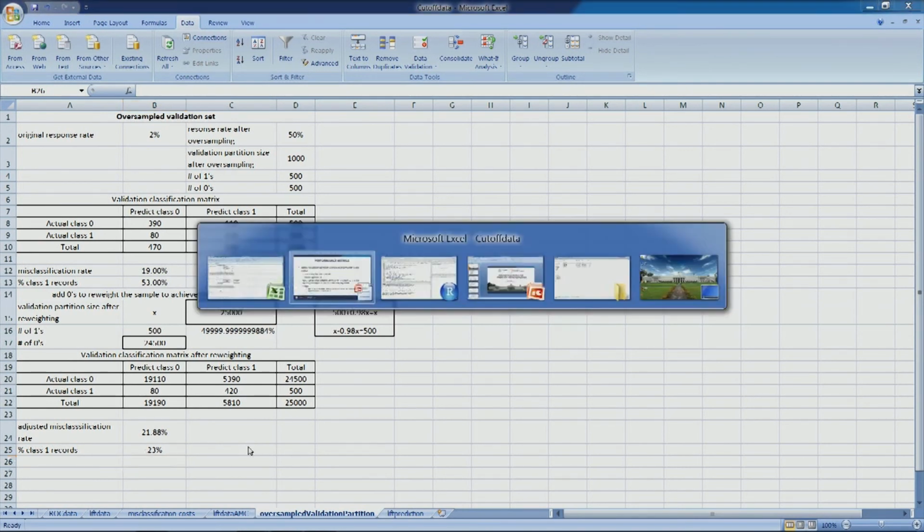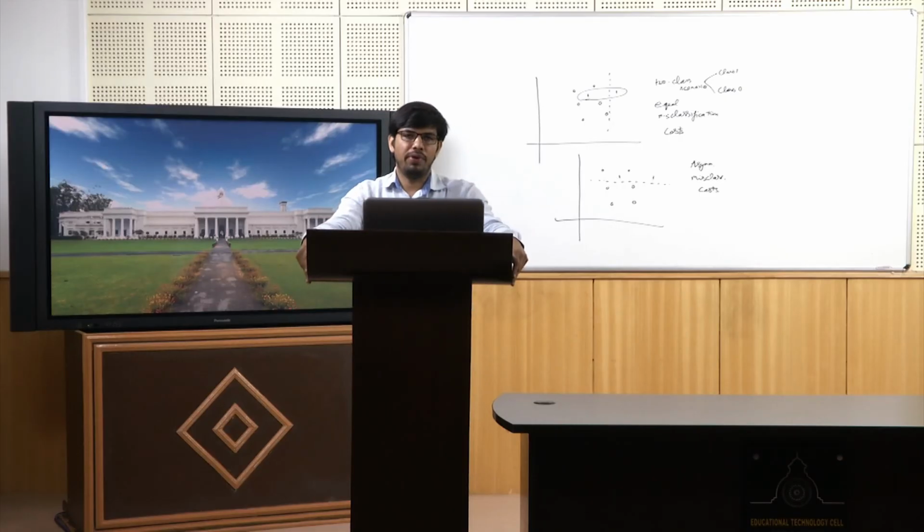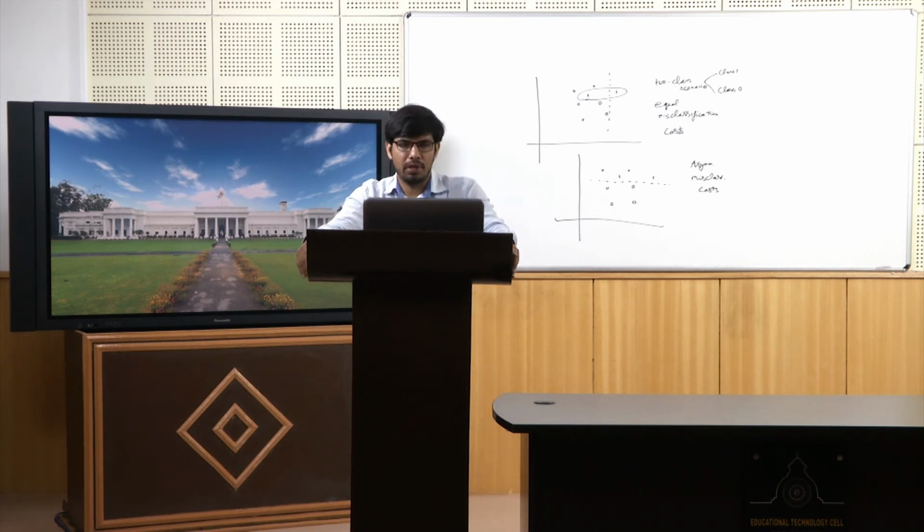So let's go back to our slides. In this fashion, what we were talking about is: if we had to use the oversampled validation partition, how do we go about evaluating the performance of our model? We have to adjust the weights so that we get the new classification matrix for the validation partition, and then that can be used to compute the misclassification error.